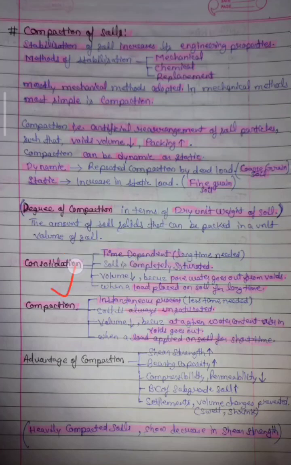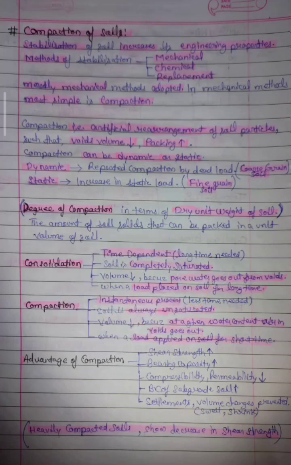Now look at compaction. Compaction is an instantaneous process. It takes less time. In compaction, soil is always unsaturated. In compaction, volume decreases because at a given water content, air in voids gets out. When a load is applied on soil for a short time, then compaction will happen.